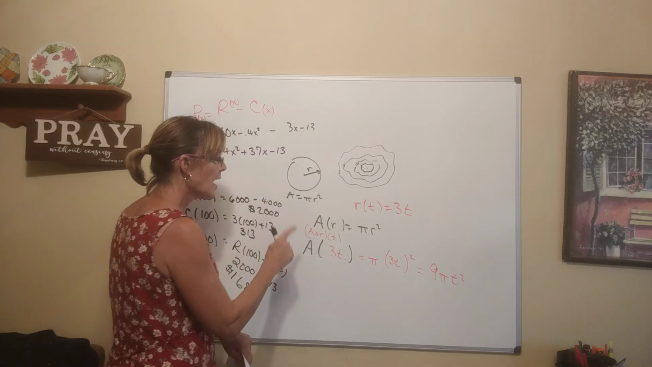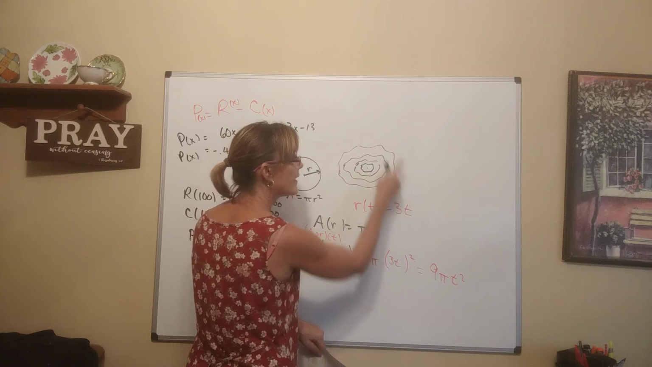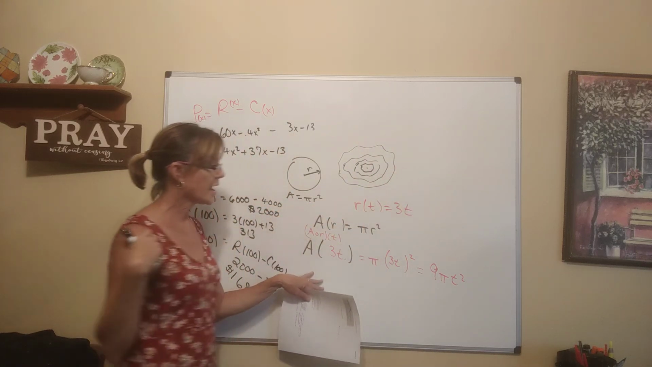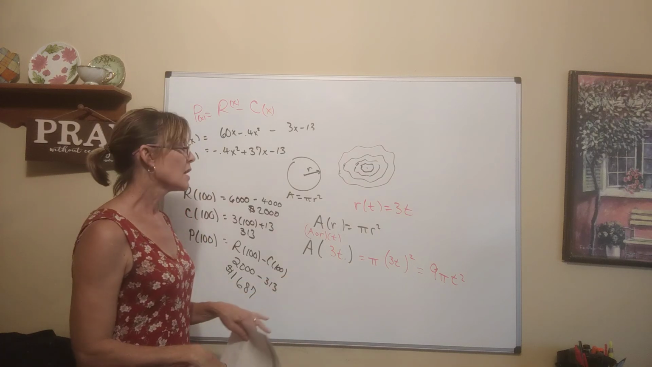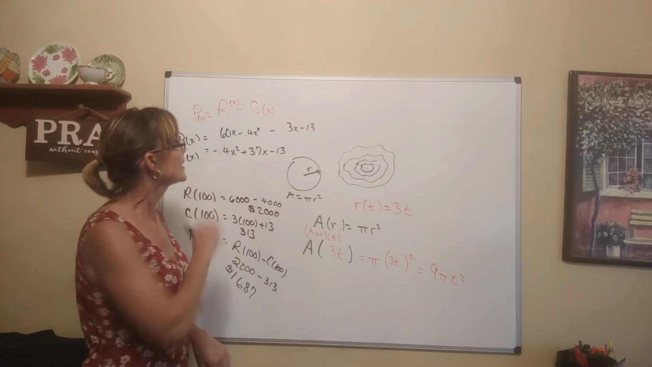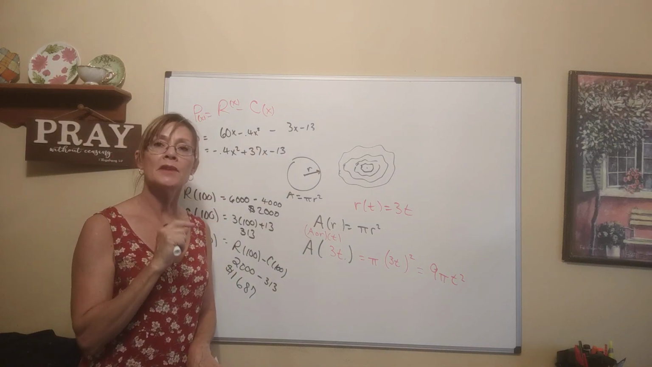Well, what would be A of R of 2 when T is 2? That would be the area of that circle after 2 seconds had passed. That's what A of R of T would give you. So, all right, I just want to make sure I got that in. Okay, a couple of examples of compositions and combination of functions.